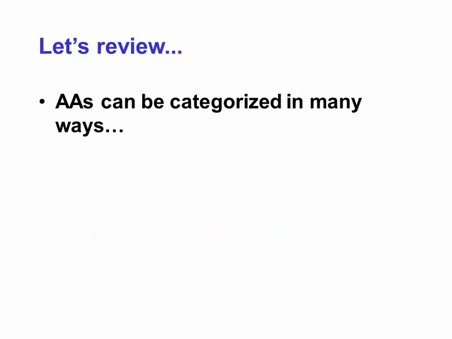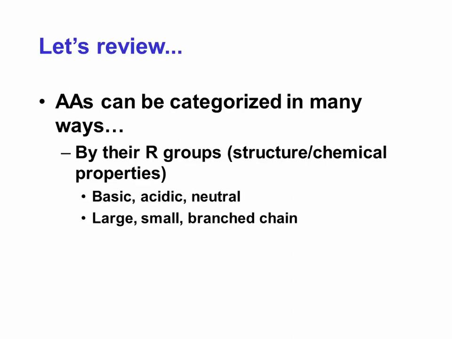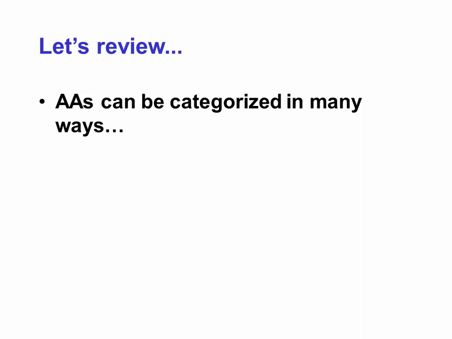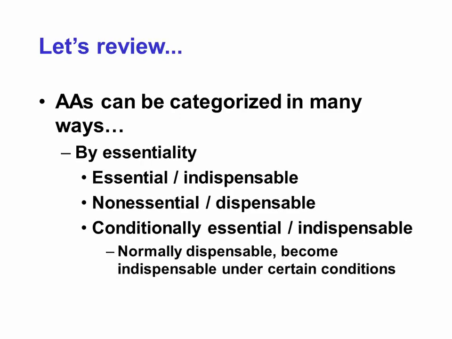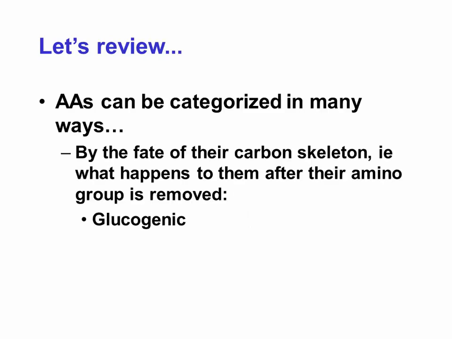All right, and I'm just going to quickly go through this. So amino acids get categorized by their R groups, their size, their chains, hydrophobic, hydrophilic, sulfur containing. I'm going to click on through here. Essentiality, conditionally essential, and then finally by the fate of their carbon skeleton. All right, so we're going to talk about that next. What happens to their carbon skeleton once their amino group gets removed? Because that's what we're going to go to next, is what happens to the amino group.